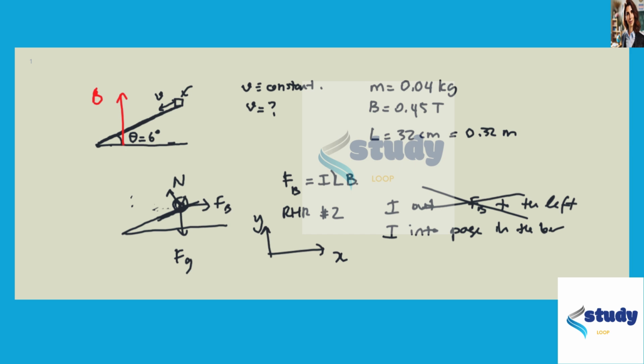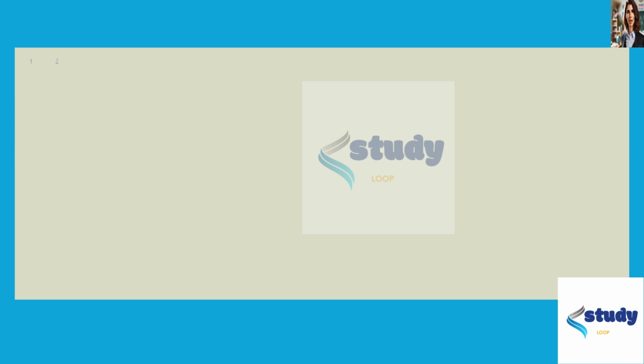And F sub B is purely in the positive x direction, right? And N, though, the normal force, is actually at an angle, but that angle is given to us. So on a new page, again, this is the bar. Imagine this is F sub g, this is F sub B, and this is the normal force. However, you know that this angle theta is given to us as 6 degrees.